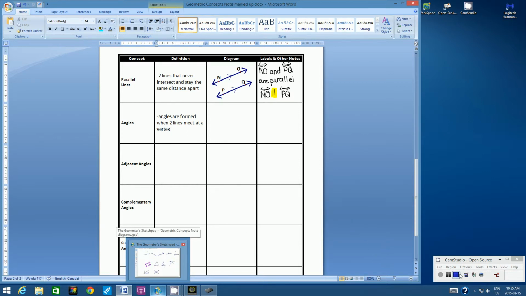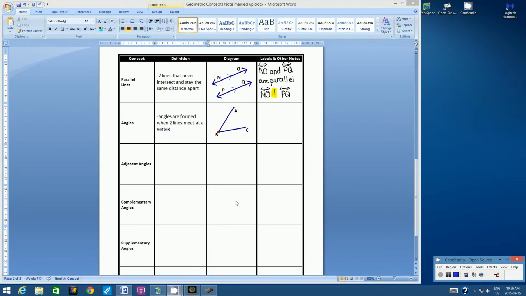So let's draw a simple diagram. I've got an example of an angle here, angle ABC, and you'll notice in my diagram that I've reinforced or made the vertex a little bit bigger so that it stands out. This is the vertex. Very important to know what a vertex is, especially if you're using Geometer Sketchpad.